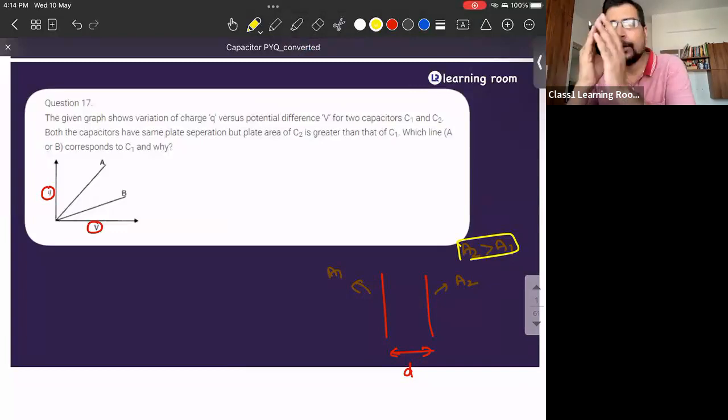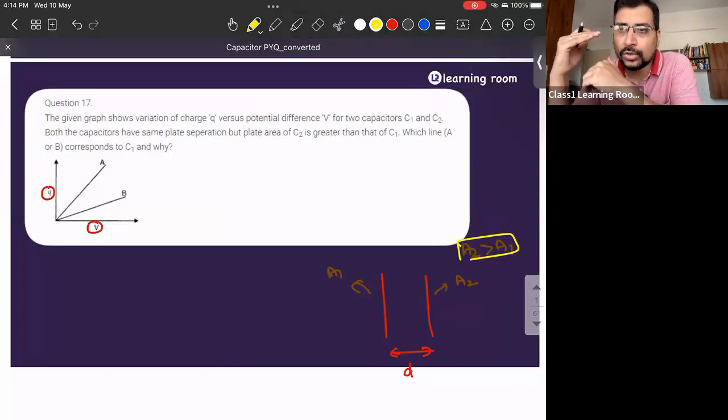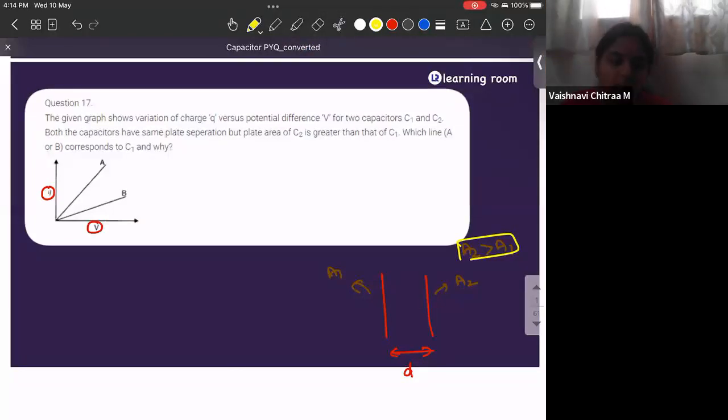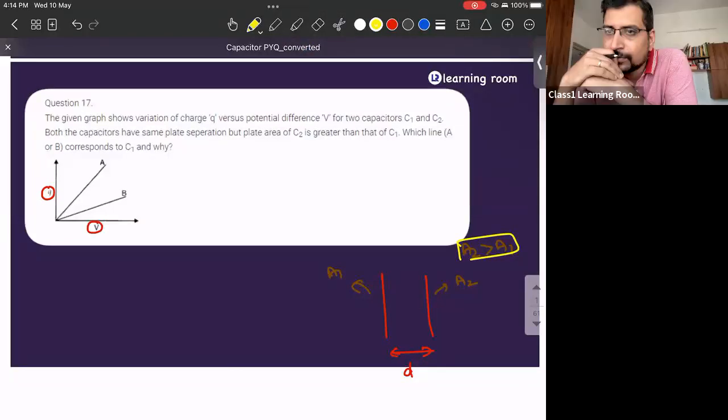First of all, when you look at the graph, the graph speaks about the relation between Q and V. So, how can we use Q and V to define the capacity? C is equal to Q by V. What is the relation between... just give me a minute.